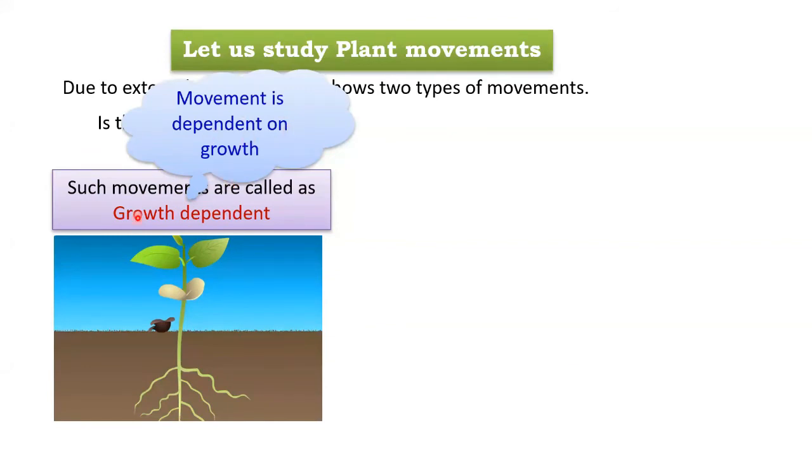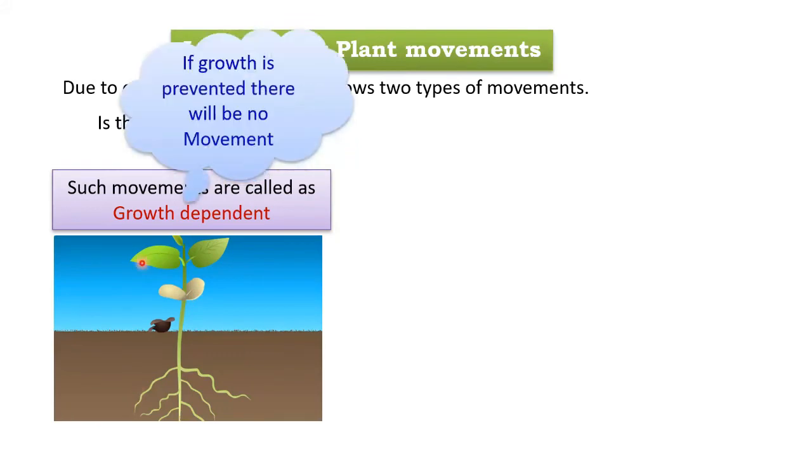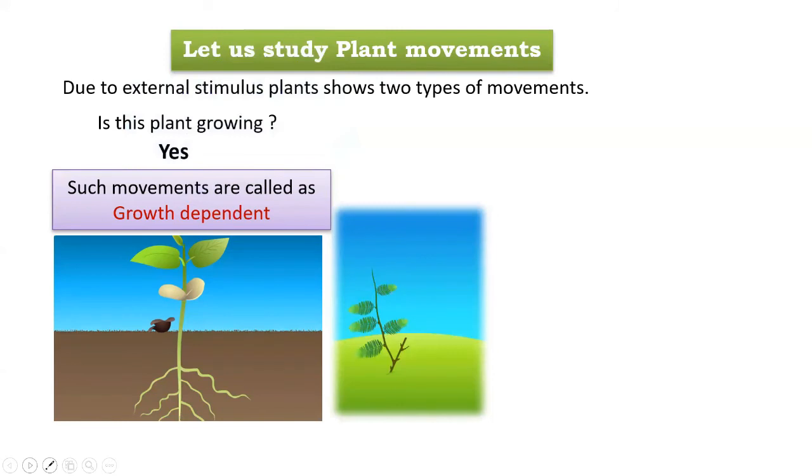Movement is dependent on growth. When we say growth dependent, we can say that movement is dependent on growth. If growth is prevented, there will be no movement. So there will be no growth dependent movement. Okay, fine, let's talk about it more.